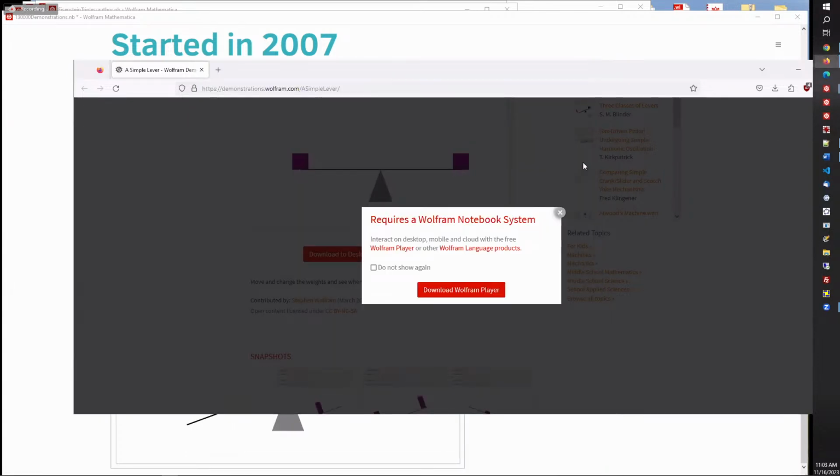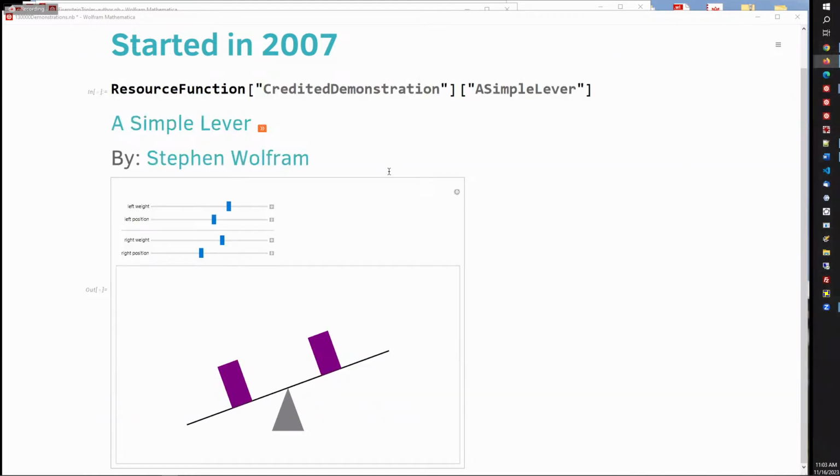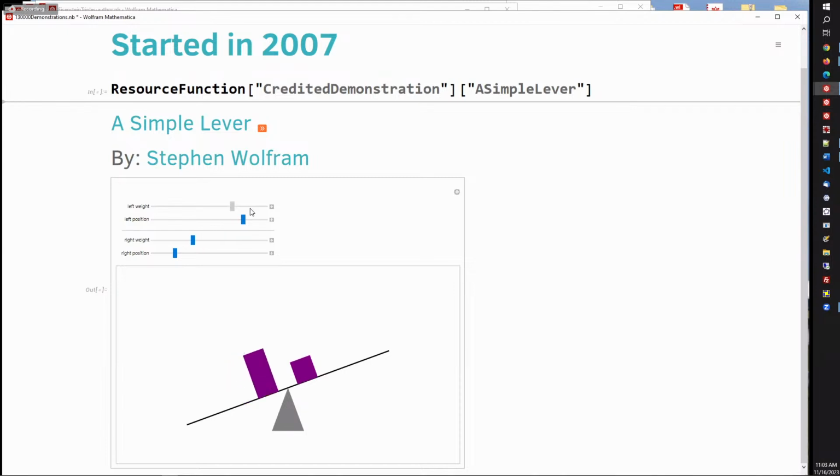So this was my introduction to it, and since then I've been writing demonstrations, trying to show how these various science and math concepts can be done within a simple, adjustable, manipulatable program.